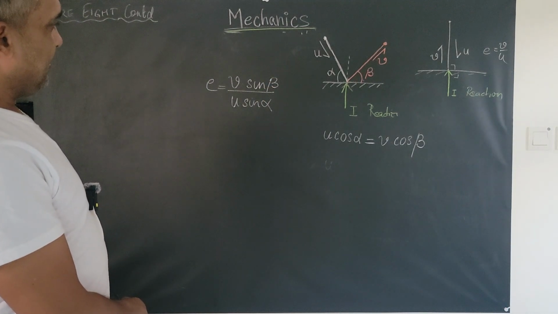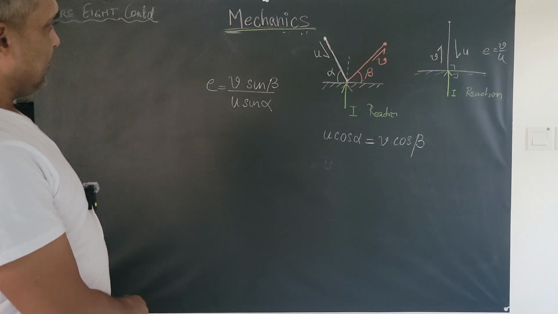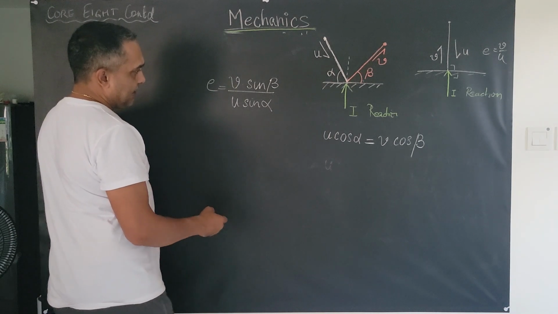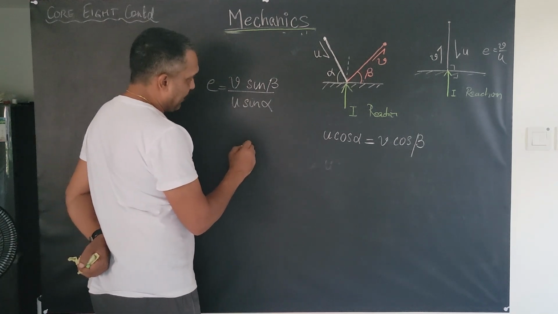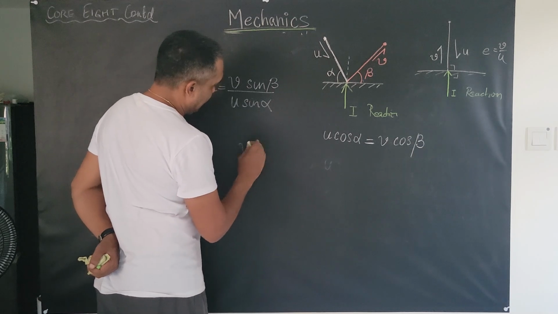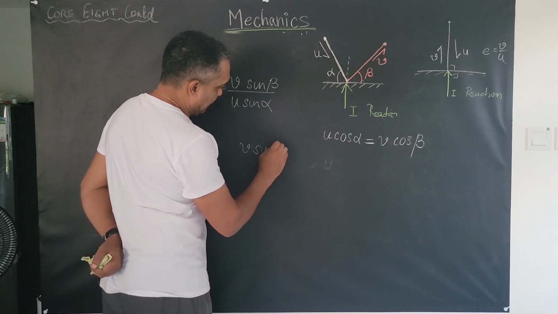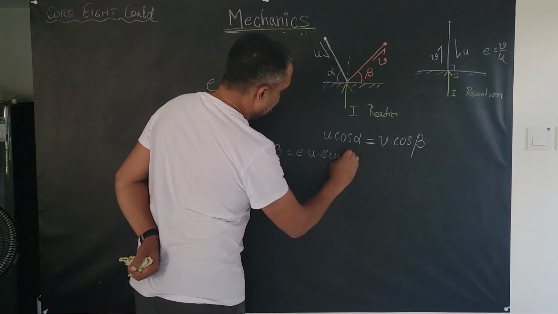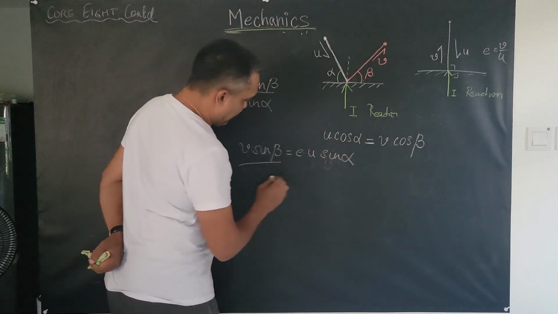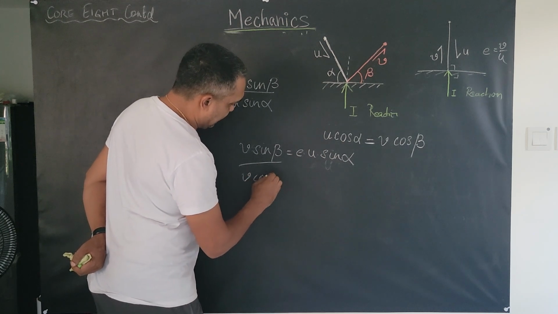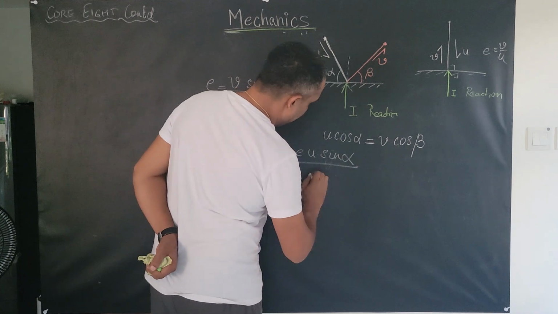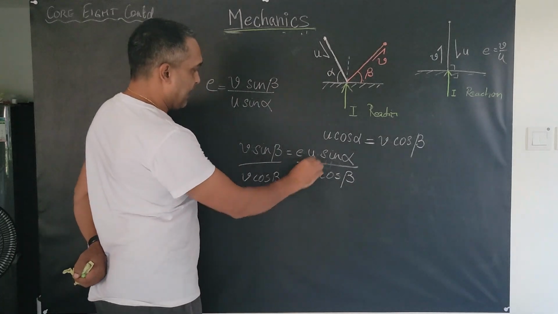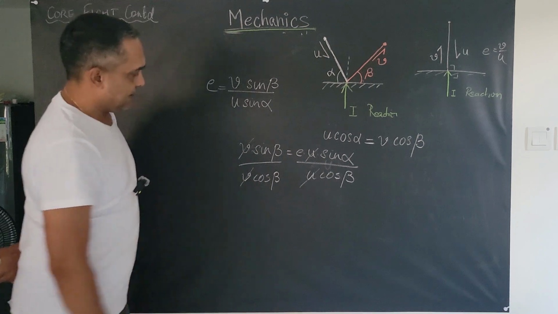How does that sound? Okay, so what can I write this as? I could actually write two equations here. I have one equation which is v sine beta is equal to e times u times sine alpha. And if I divide that by the other equation, I get v cosine beta equal to u cosine alpha. I'm getting somewhere because the u's can cancel out and the v cancels out here.